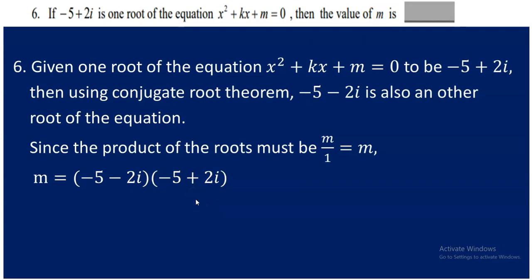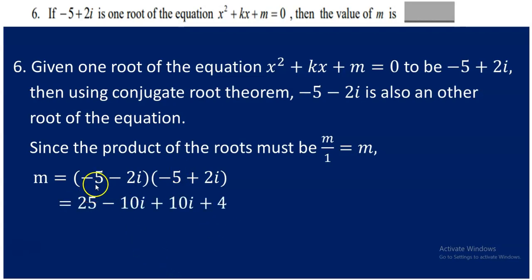So we need to apply our distributive property. Negative 5 times negative 5 makes positive 25, and here minus 2 times positive 2 is negative 4, but since we are having i squared, minus 1 turns it to positive 4, so 25 plus 4 makes 29, right, students?